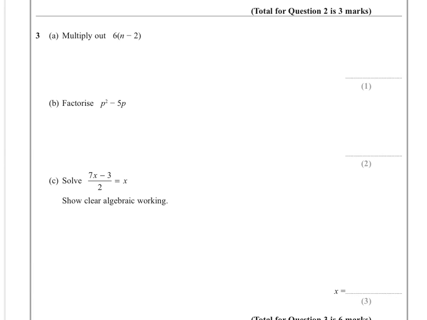Question 3. Multiply out 6 brackets n minus 2. We've got the 6 times the n, and then the 6 times the minus 2. Therefore, 6n minus 12.